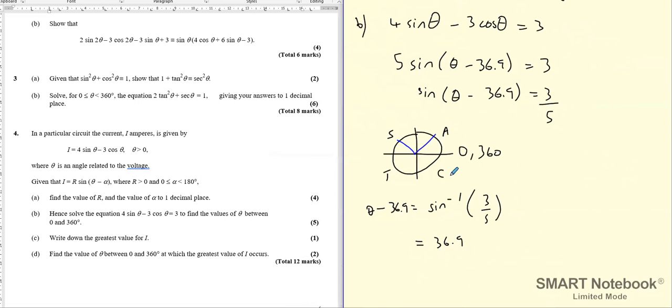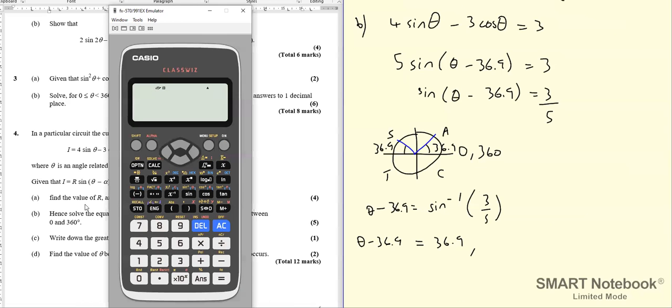Now, that tells us the angle from the horizontal is 36.9 here and 36.9 here. So the two solutions for theta minus 36.9 are 36.9, and the second one is going to be 180 minus 36.9, which is 143.1.